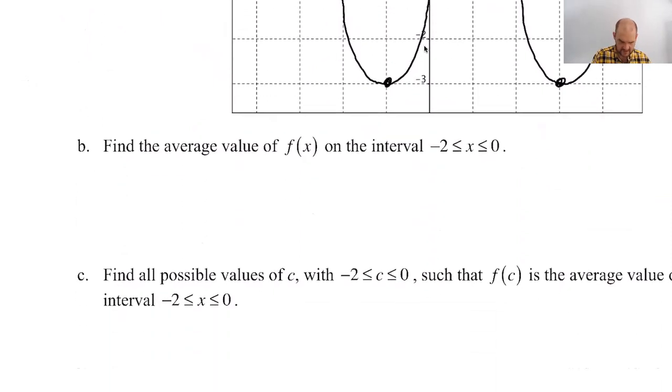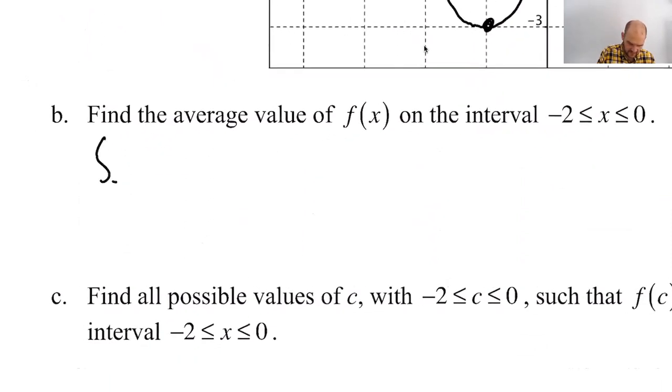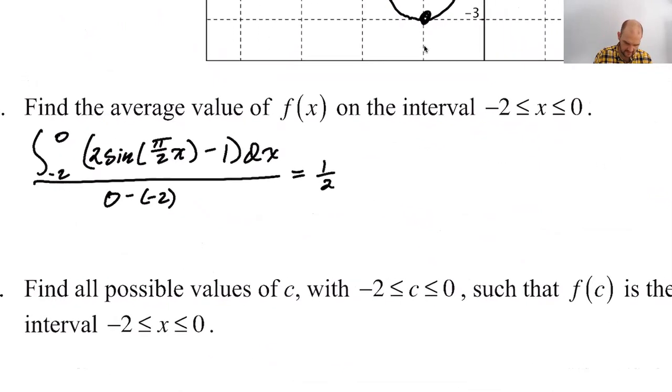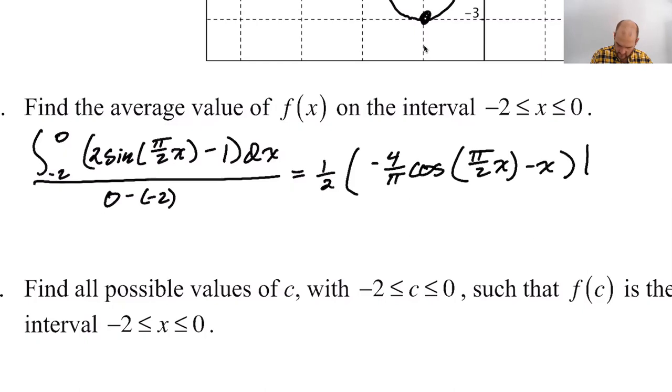So let's do it. We want the integral from -2 to 0 of the quantity 2 sine of pi over 2x minus 1, times 1 over 0 minus -2. So that's going to be 1/2, right? That's from 1 over b minus a. Let's integrate. There should be pi over 2, so 2 over pi, so 4, but negative. -4 over pi cosine of pi over 2x minus x from -2 to 0.